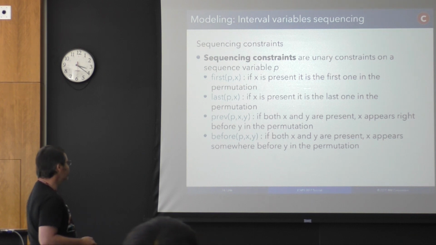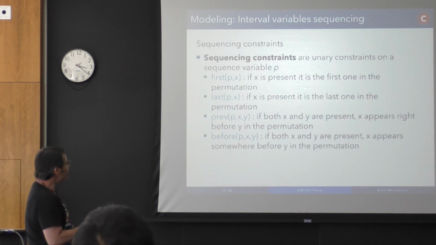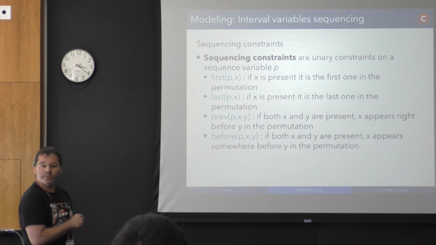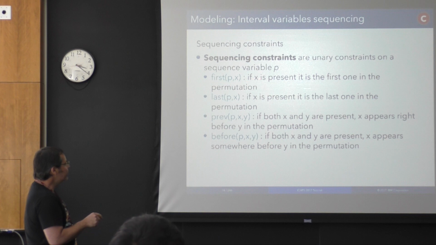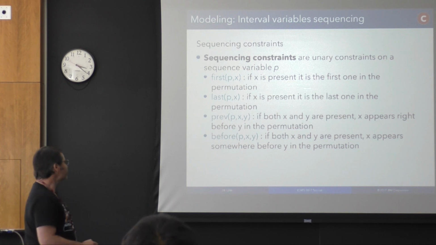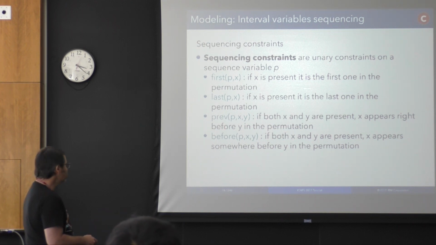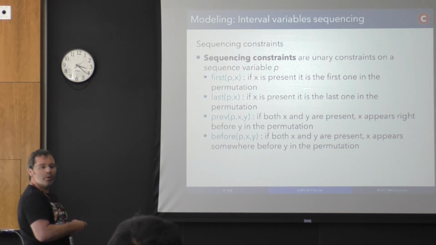First, sequencing constraints. Sequencing constraints are quite simple. For example, we have this constraint first(p, x). It means that if x is an interval variable and p is a sequence variable, then if interval x is present, it will be the first one in the permutation, in the solution. Of course, we have the same thing for last. Prev means you have 2 intervals, x and y. It means that in the sequence p, if both intervals are present, then x appears right before y in the permutation. And before means that x appears somewhere before y in the permutation.